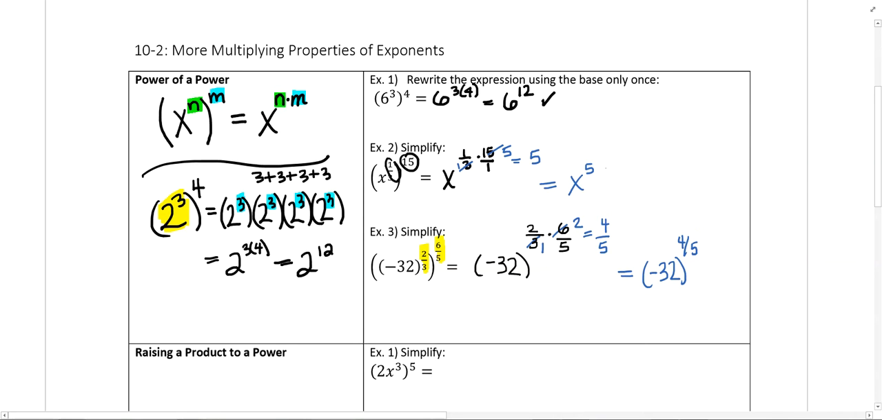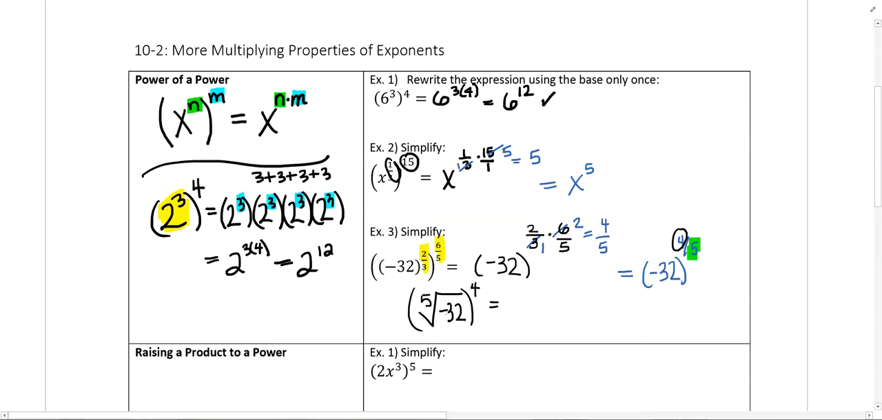Keep in mind though, we talked about how a rational exponent, the denominator, is a root. So we can rewrite this as the 5th root of negative 32. Now the 4, that means we're taking it to the 4th power.